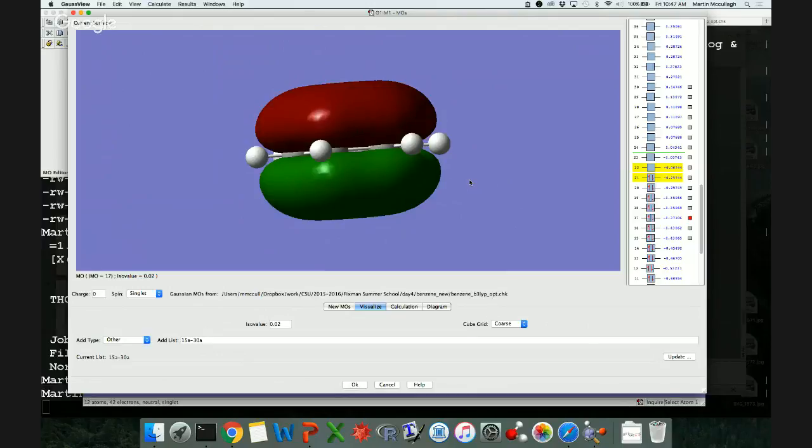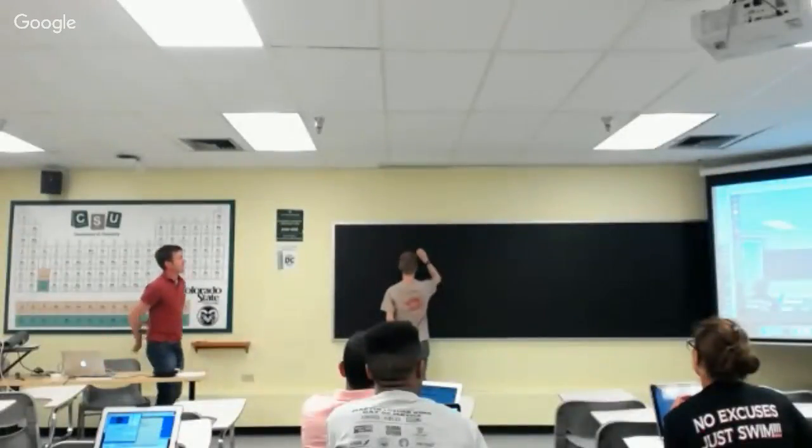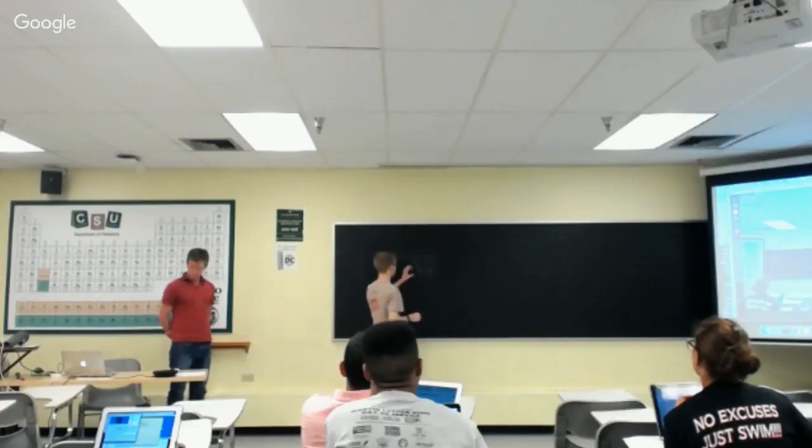Why don't you draw it on the chalkboard? Draw the 6 carbons and their p orbitals. Trying to draw this out. Very artistic. Better than I would have done. Okay, so explain what you're drawing now. So these are going to be the p orbitals of each individual carbon.